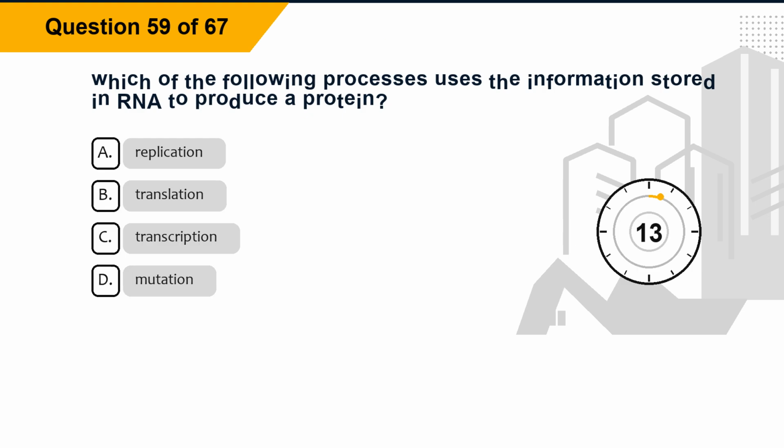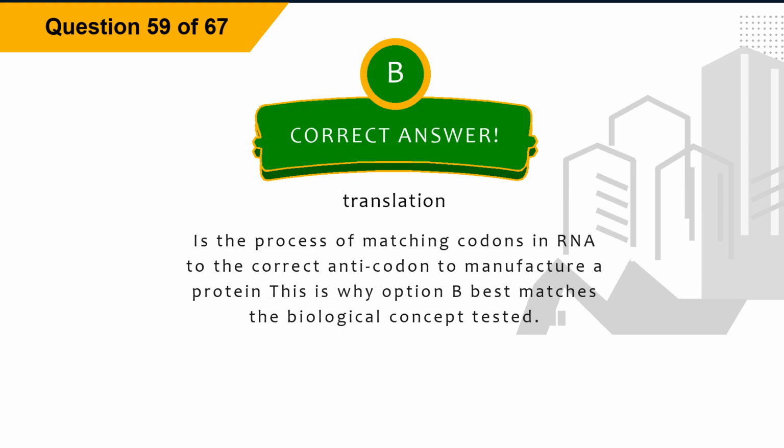Question 59. Which of the following processes uses the information stored in RNA to produce a protein? Option A, replication. Option B, translation. Option C, transcription. Option D, mutation. The correct answer is option B, translation. Explanation: translation is the process of matching codons in RNA to the correct anticodon to manufacture a protein. This is why option B best matches the biological concept tested.